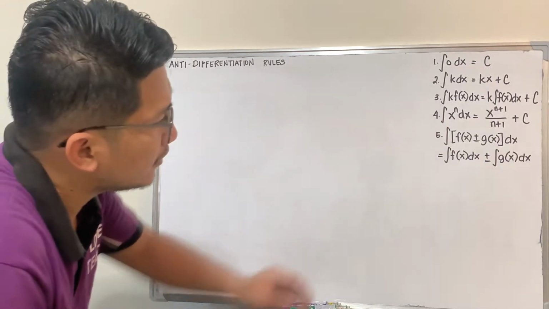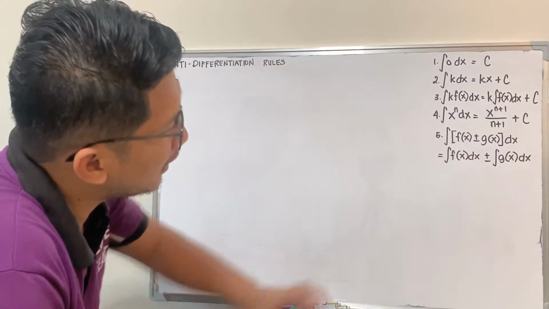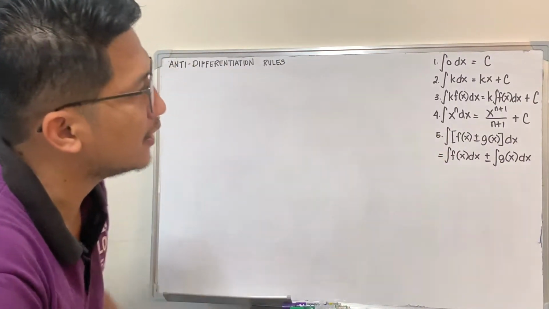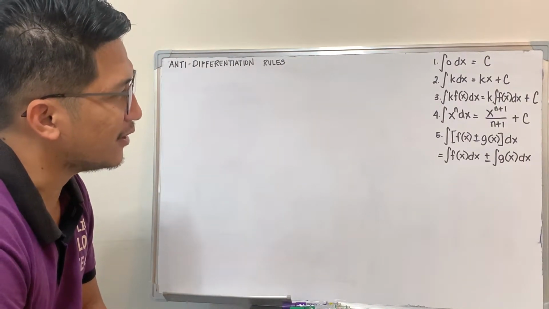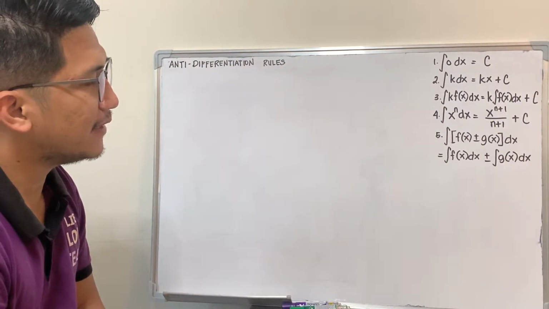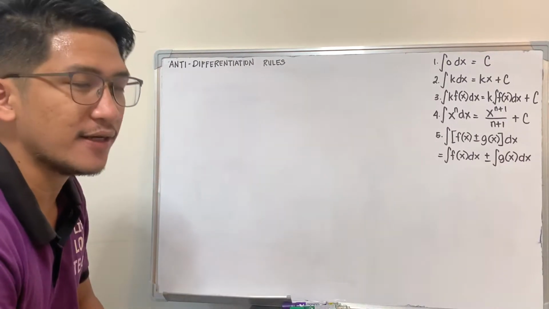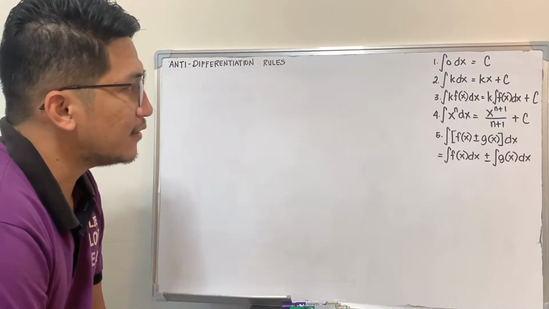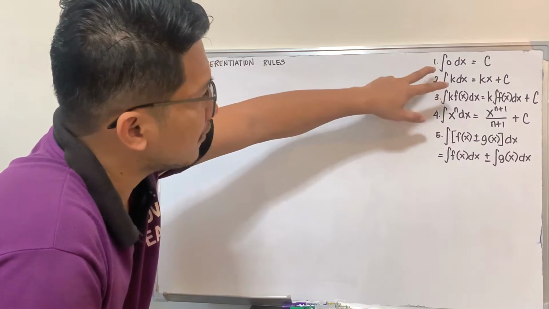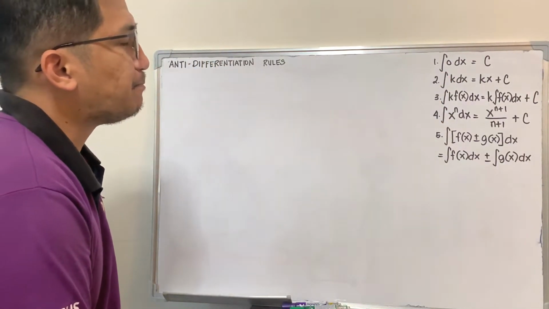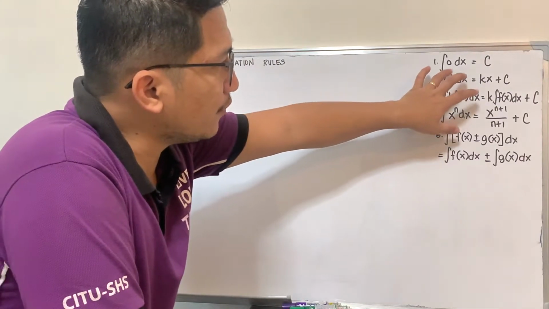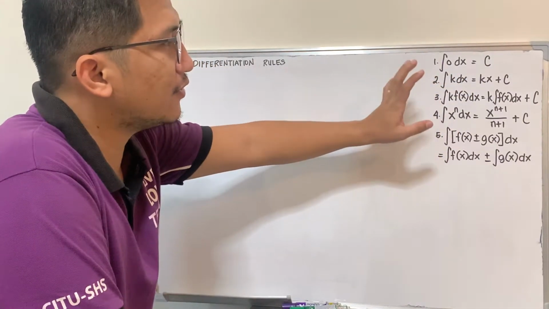Okay, so anyway, here are the first 5 rules now. Earlier, the symbol looks like a worm, or like an earthworm. That symbol is actually read as the integral. So here, when you have the integral of 0 dx, it is equal to c. So every time you integrate 0, or when you anti-differentiate, the result is always c.